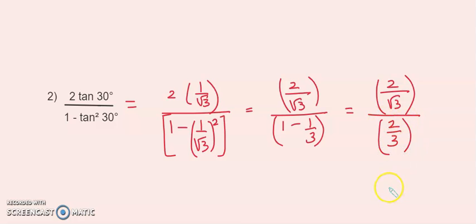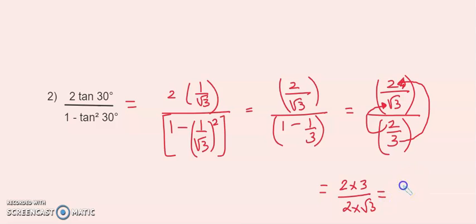Right? Now what will happen? This denominator will get multiplied to the numerator here, and this numerator will get multiplied to the denominator. So that will give me 2 times 3 upon 2 times root 3. And when you simplify, you will get root 3 as the answer, right? Okay, next.